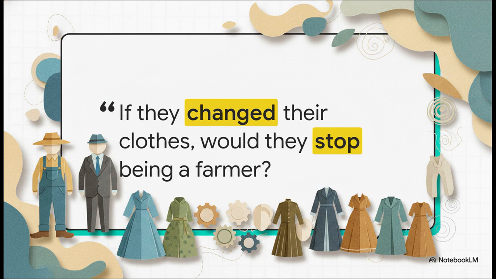I want to wrap up this explainer by leaving you with this incredibly poignant, provocative thought directly from our source material. If they changed their clothes, would they stop being a farmer? It's a brilliant question that cuts right to the absolute core of identity and perception. What truly defines the people we see around us? Is it their facial proportions, their historical context, the clothes on their back, or something so much deeper?